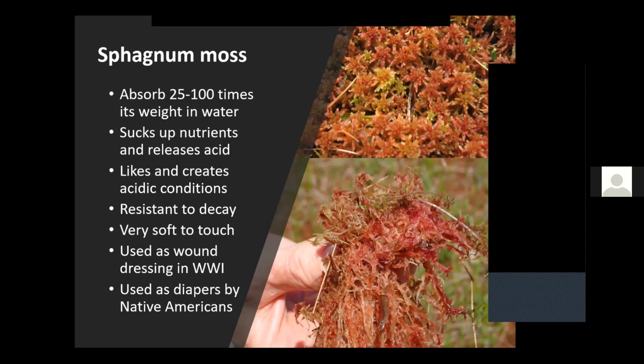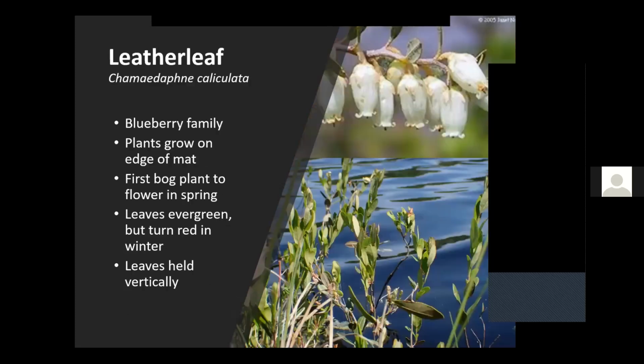And so you could imagine if somebody had a wound that was bleeding, it would be useful to absorb blood. And it's also antiseptic because it doesn't have many bacteria in it. And so it worked well as a wound dressing. And supposedly it was also used as diaper material for Native Americans. You can imagine how that would work pretty well because it absorbs a huge amount of water. So sphagnum is really the story here.